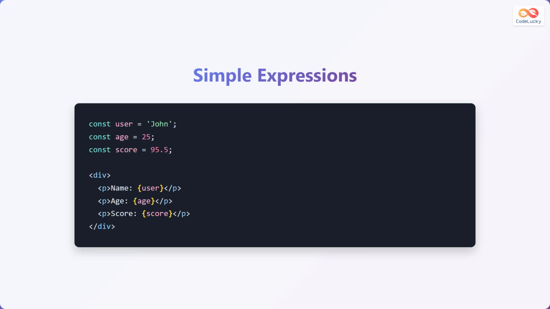Let's look at some simple expressions. We declare a variable named user and assign the string John, declare age and assign the number 25, and declare score and assign the number 95.5. Inside the div tag, there are 3 paragraph tags. The first one shows the user, the second shows the age, and the third one shows the score using curly braces.